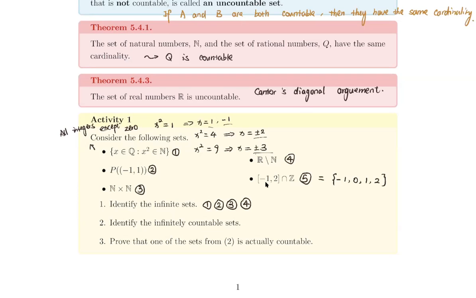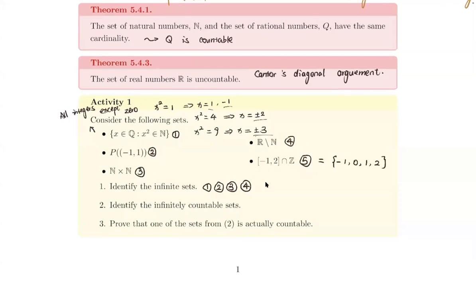Alright, 2, identify the infinite countable sets. Well, we know those are infinite. Which of the following are countable? Countable? 1, 3. Okay, exactly. Okay, 1, 3. This one should be simple to prove.